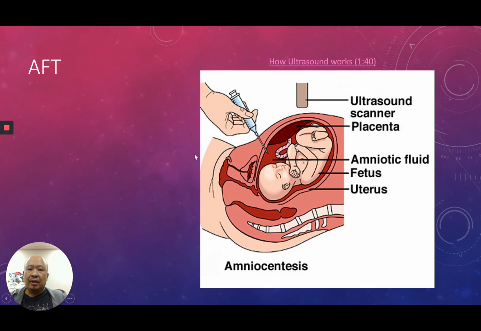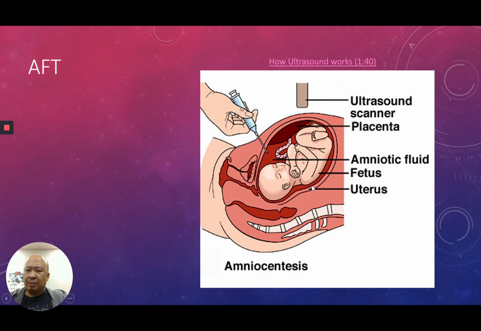So it's useful because, if you look on the left hand side here, this person is sticking a needle into the womb. This needle here is used to extract something called amniotic fluid. This is basically the nutrient sac that surrounds the baby, or the fetus, and it's filled with fluid and nourishment. It also acts as a place for waste products to be deposited as well.